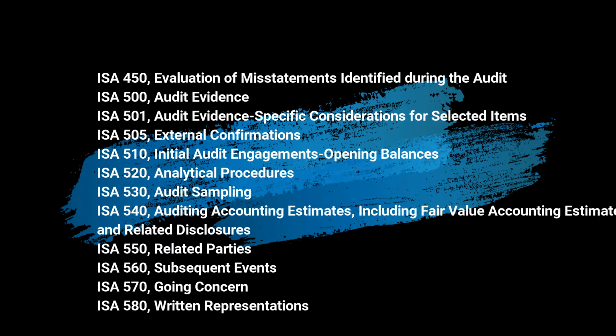ISA 610 talks about using the work of internal auditors. ISA 700 talks about forming an opinion and reporting on financial statements. ISA 710 talks about comparative information, corresponding figures and comparative financial statements. ISA 810 talks about engagements to report on summary financial statements. These are some of the international standards on auditing.